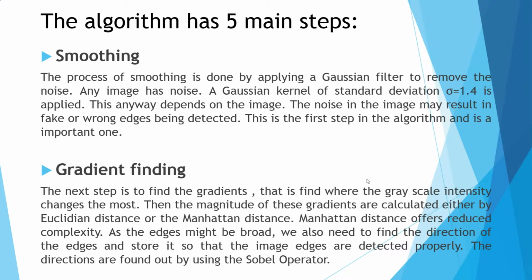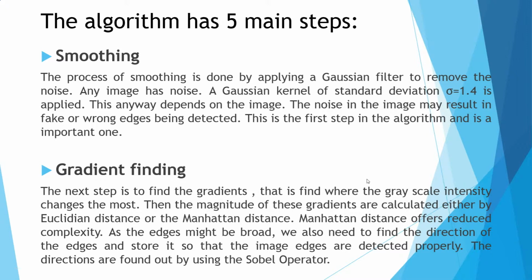The algorithm has 5 main steps. Smoothing. Smoothing is a process done by applying a Gaussian filter to remove the noise. Any image has noise. The Gaussian kernel that is used depends on the image. The noise in the image may result in fake or wrong edges being detected. This is the first step in the algorithm and is an important one.